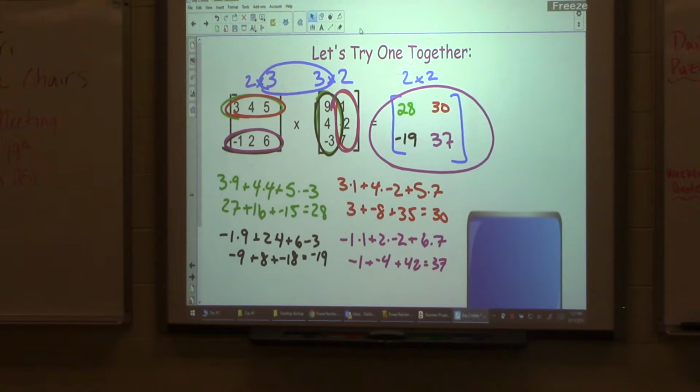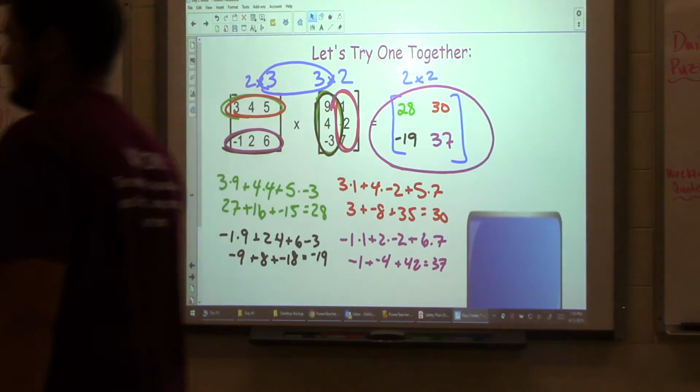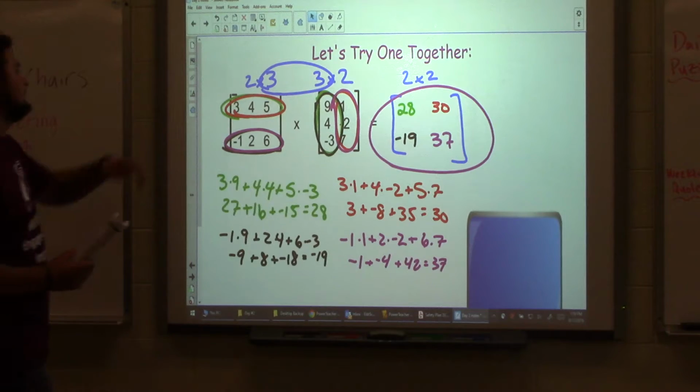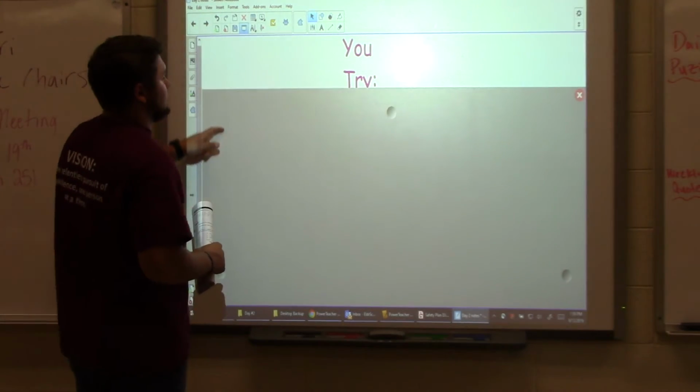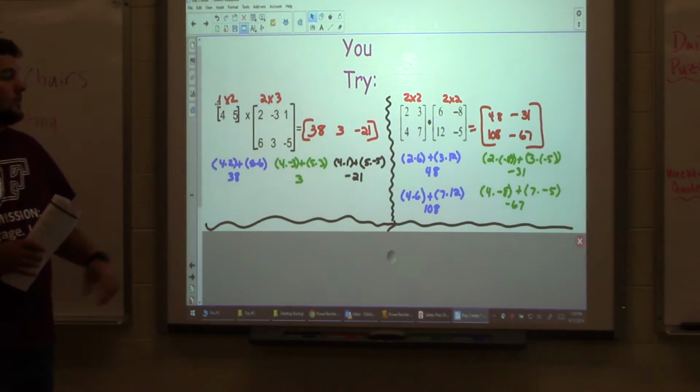All right, let's try and go through those top two. Then I'll give you some chance to work on the bottom two a little more. All right, top two. You can do them both.